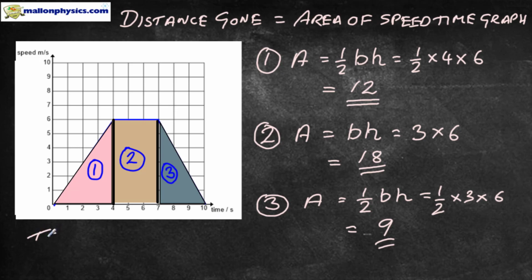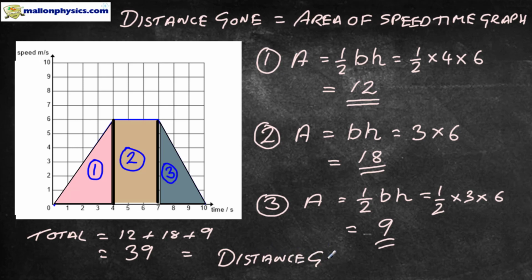So the total area of that graph is going to be 12 plus 18 plus 9. So that's going to give us a total of 12 plus the 18 is going to give us 30, and 9 more gives a total area of 39 units. And that translates as the distance gone is going to be 39 metres. So the total distance gone would be equal to 39 metres.